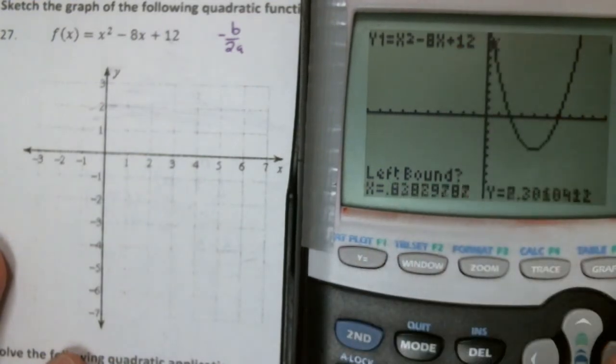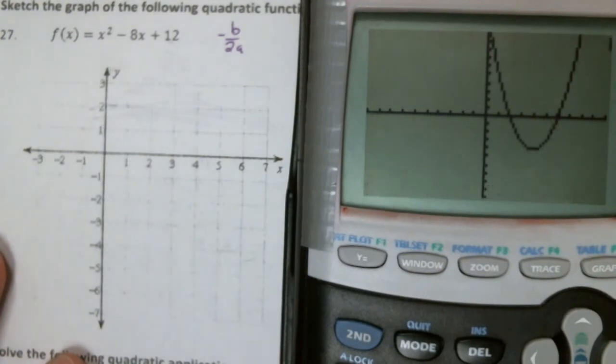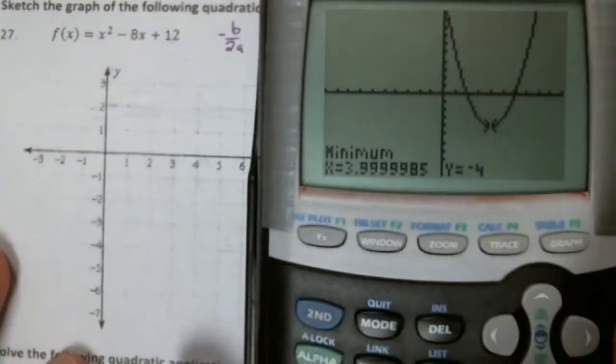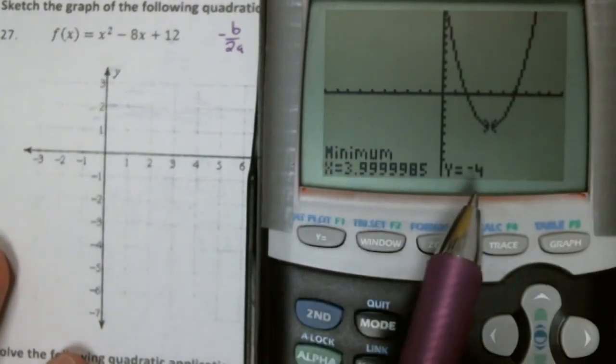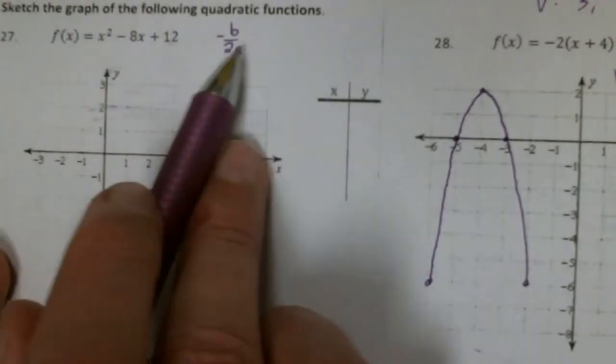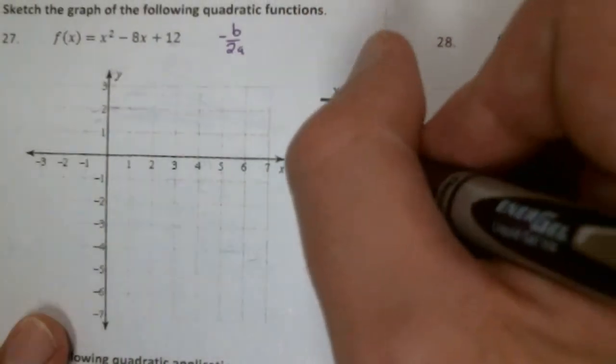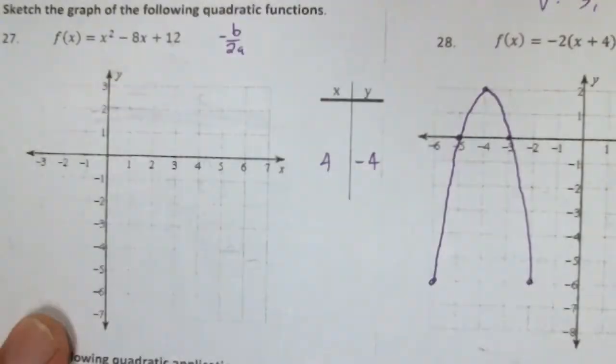So I need to move him a little bit to the right. There he comes. All right, so moving to the left. That's good. Enter. Move to the right. That's good. Press enter. Press enter a third time. There's my vertex. And of course, you can just round that. That's 4, -4. I can do that so much faster than doing the manual way. So my vertex is 4, -4.